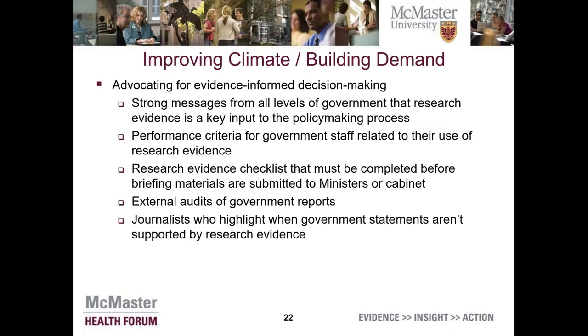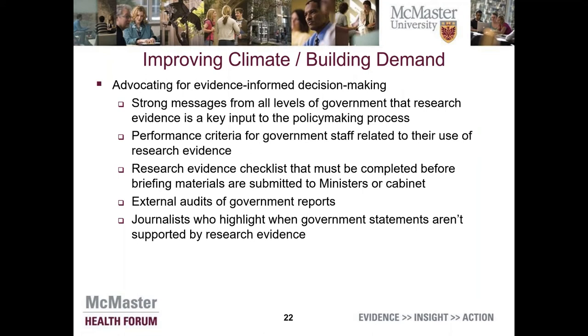Sorry, I forgot that I had one last slide, improving climate, building demand. This is about advocating for evidence-informed decision-making. I've given 4 examples here of the types of things that we see in countries that are particularly good at using evidence syntheses: strong messages from all levels, performance criteria, checklists so you can't get to the minister or to cabinet without documenting how you found and used evidence syntheses, external audits that bring to attention shortfalls in their use of evidence syntheses, and then finally, actually, there are 5, journalists who highlight when government statements aren't supported by evidence synthesis and syntheses.